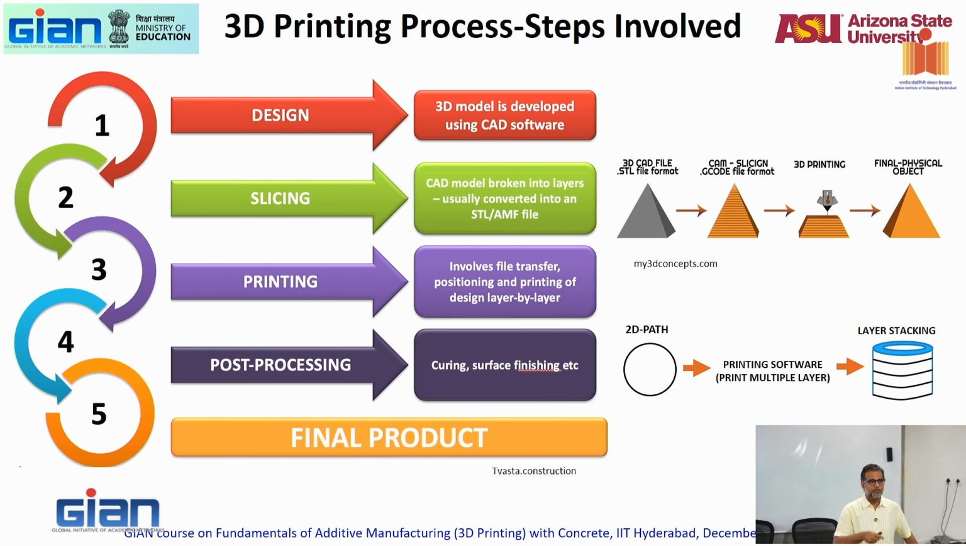Again, even with your plastic desktop printers, small printers, you do the exact same process. No different at all. Post-processing, of course, includes curing and surface finishing, and finally, you get the final path. That's your 2D path. Software will add paths on top of that to get layer stacking to get your final object.